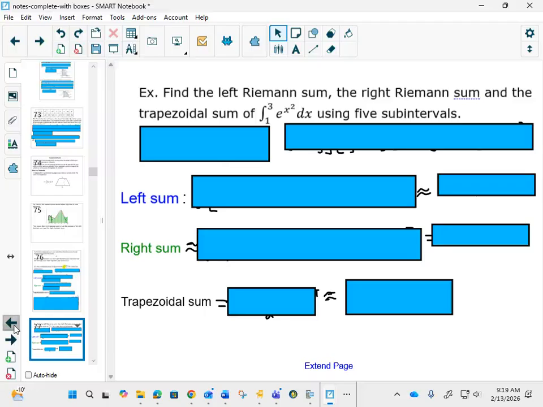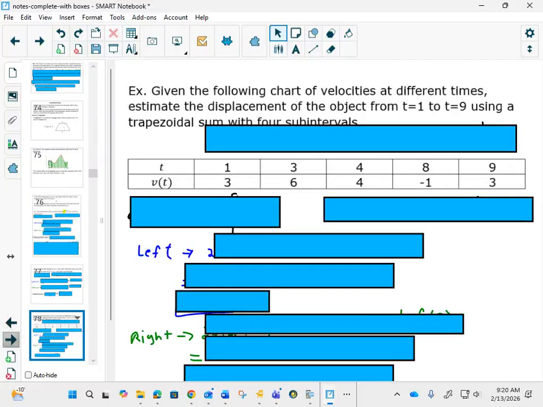Okay, I'm gonna leave this one right now. We're gonna do the next one together. And then we're gonna end class with you trying page 32 on your own. I'll put up the answer so you can check it in the end. Okay? So here's another table of values. The following chart of velocities at different times, estimate the displacement.